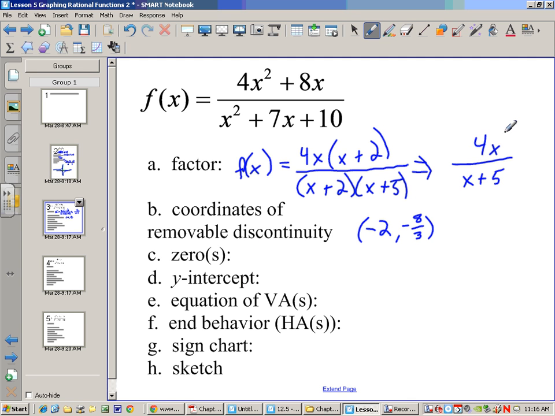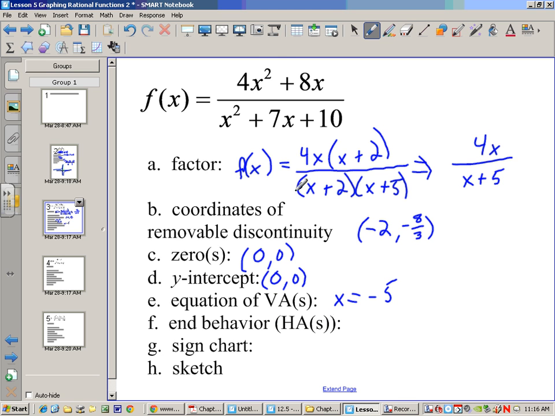Our zero, what would make this numerator 0? Well, only 0. So 0, 0 is our zero. Our y-intercept, if I plug in 0, that would be 0 over 5, which is still 0, so 0, 0, which makes sense. If the zero is at 0, 0, the y-intercept has to be there also. The vertical asymptote, what makes this denominator 0? That would be x equals -5.